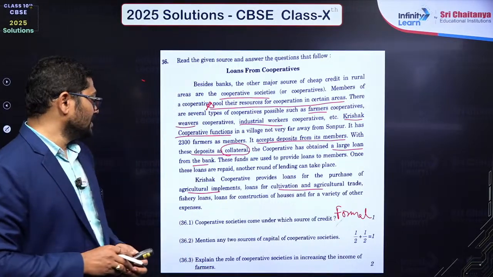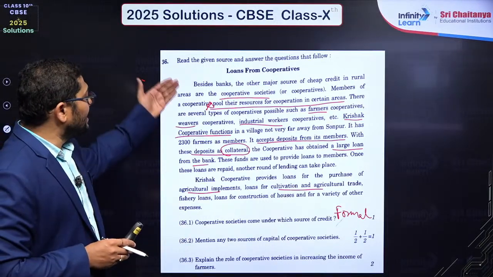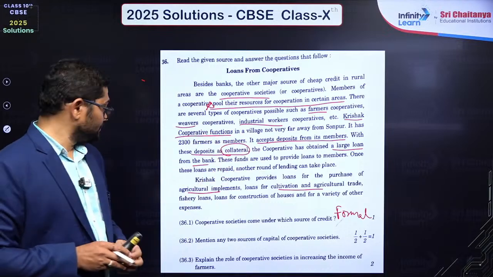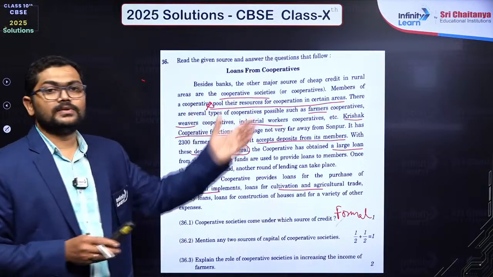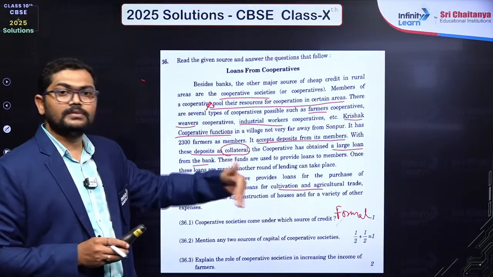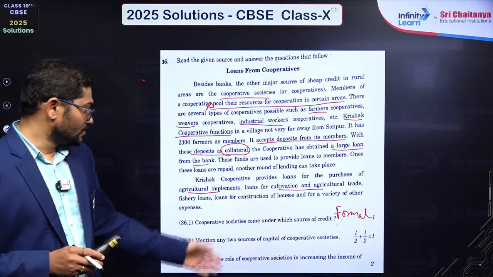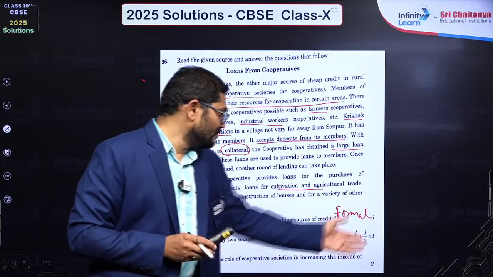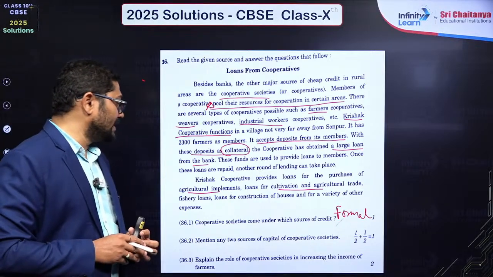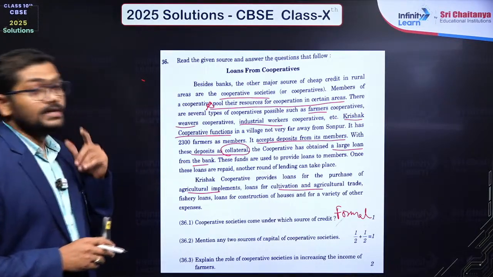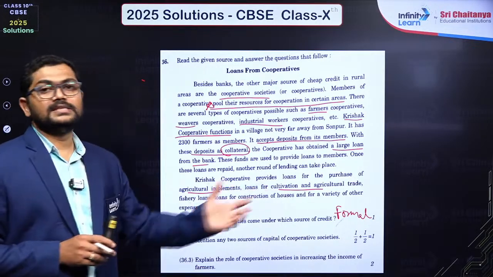Then mention any two sources of capital of cooperative societies. So by reading the source, we can easily say the two sources are the loan from the banks and the deposits from the members. So deposits from the members and the loan from the banks that is availed are the two sources of capital for the cooperative societies. So for the two sources, half and half mark is awarded, 1 mark. Then the last one, explain the role of the cooperative societies in increasing the income of the farmers. So how cooperatives are actually helping the farmers in order to increase their income.